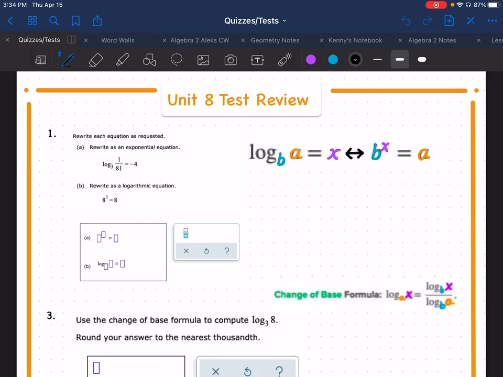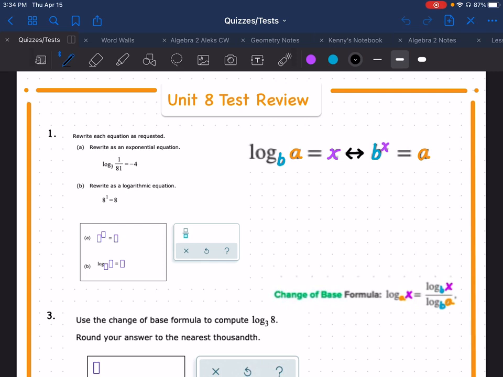Today's lesson is a unit review for our Unit 8 test. Now, you're not going to see all 12 of the questions in today's review, but I did pick the ones that I thought would be the most challenging. So let's go ahead and take a look at number 1.